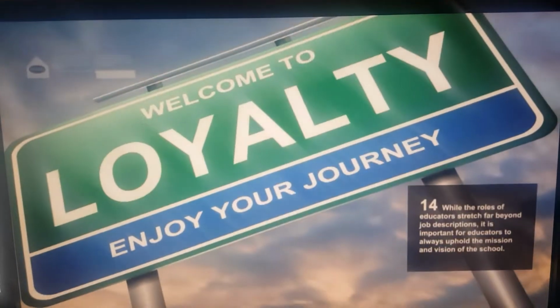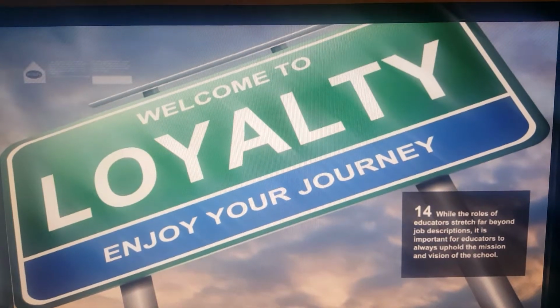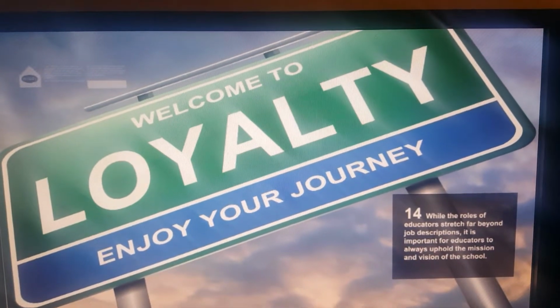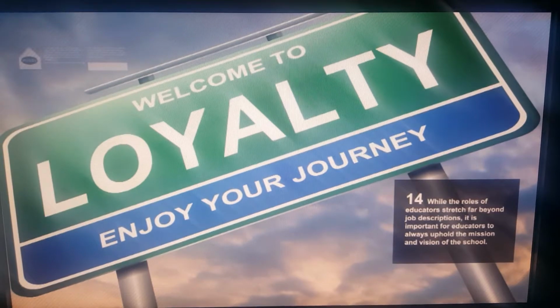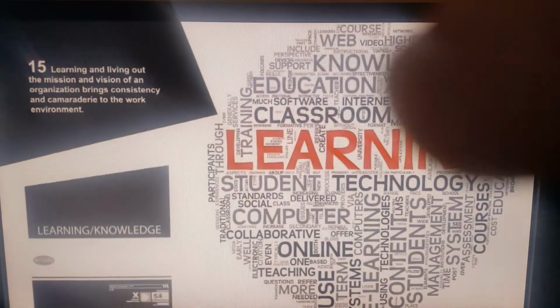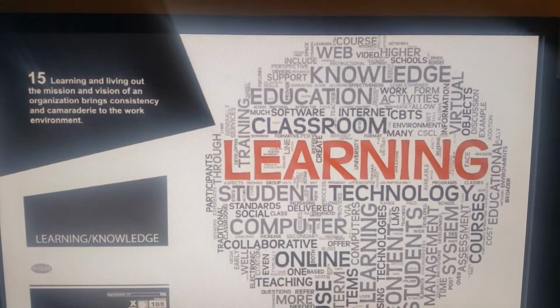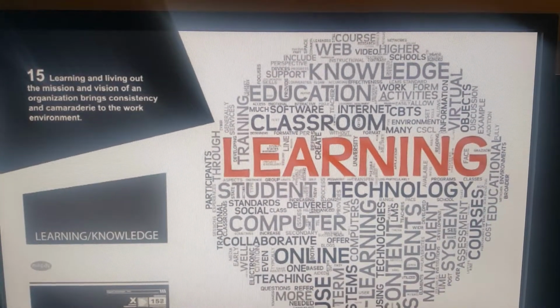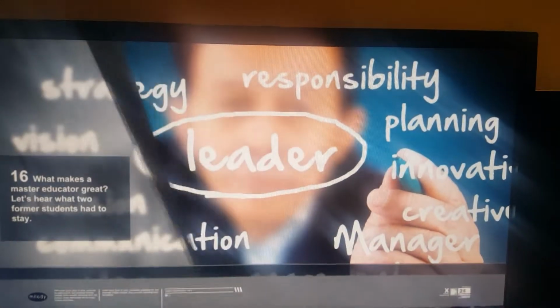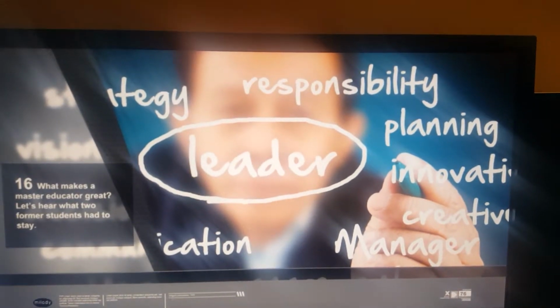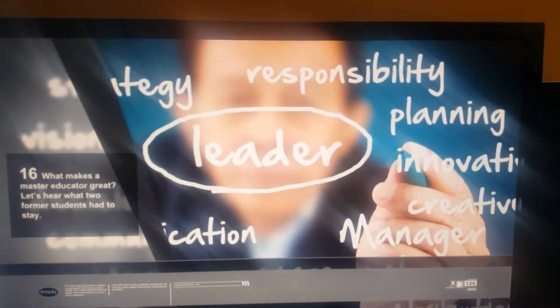While the roles of educators stretch far beyond job descriptions, it is important for educators to always uphold the mission and vision of the school. Learning and living out the mission and vision of an organization brings consistency and camaraderie to the work environment. What makes a master educator great? Let's hear what two former students had to say.